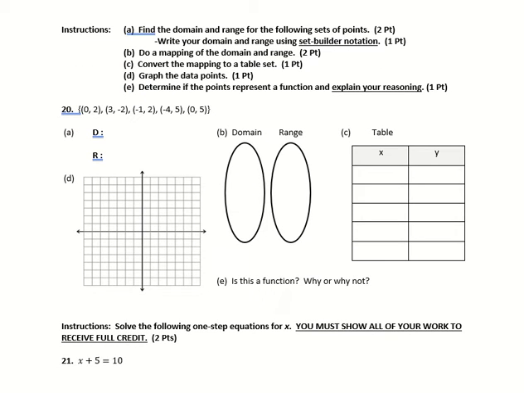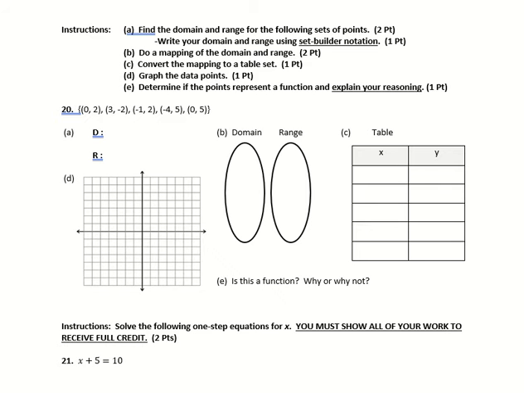Instructions. A. Find the domain and range for the following sets of points. Write your domain and range using set builder notation. B. Do a mapping of the domain and range. C. Convert the mapping to a table set. D. Graph the data points. E. Determine if the points represent a function and explain your reasoning. Number 20.